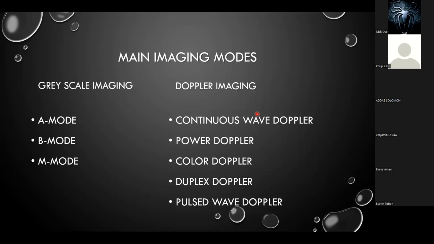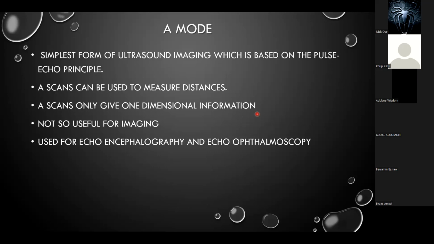Yeah, and then the Doppler imaging, we have continuous wave Doppler, we have the power Doppler, we have the color Doppler, we have the duplex Doppler, we have the pulse wave Doppler. So we are going to take the grayscale imaging, the three of them, one by one and go through. And then we will take the Doppler imaging one by one and quickly run through them. Okay. All right. So A mode.